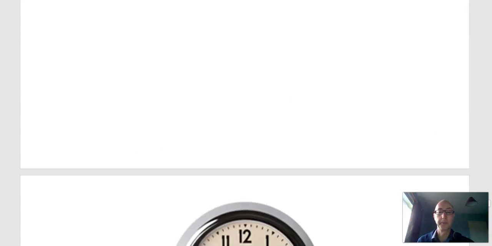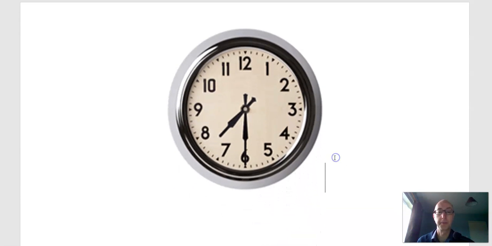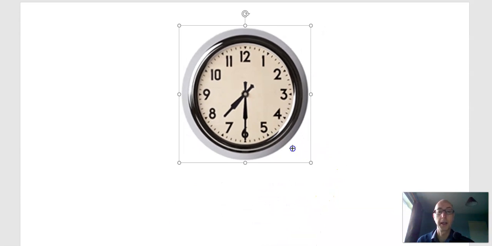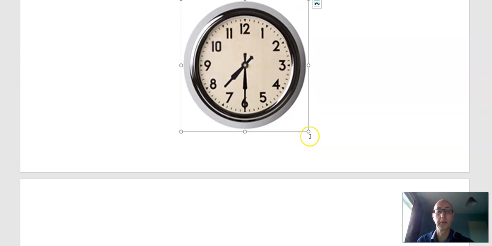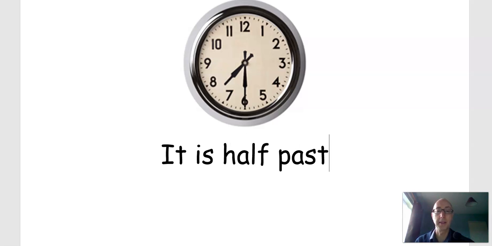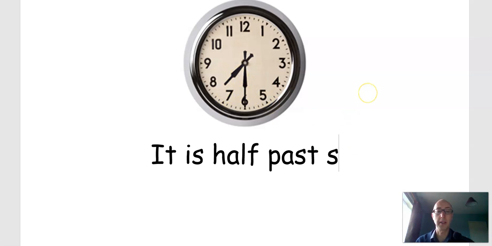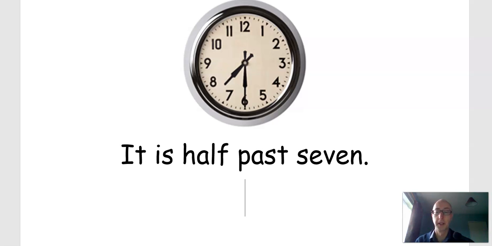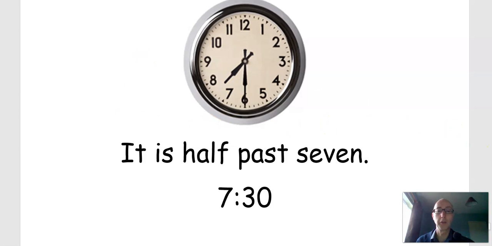And one last one. What time is it? Where is the big hand? Is it at 6 or is it at 12? So where is the big hand? The big hand is at 6. That means it is half past. Half past what? The little hand is after 7, so it's half past 7. And in numbers, 7:30.